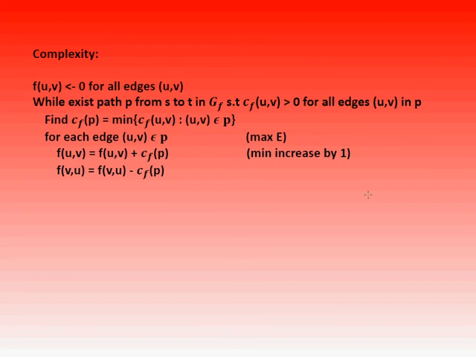How fast is our algorithm? We have two loops in here. It's a while loop and a for loop. The worst case in the for loop is E because it's when our path is going through every edge in the graph. And the worst case for the while loop is F because every time we run the while loop we have to increase the flow by at least 1, so we have to do at most F steps. So our algorithm is order of E times F.